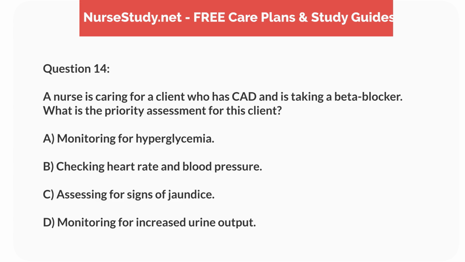Question 14. A nurse is caring for a client who has CAD and is taking a beta blocker. What is the priority assessment for this client? A. Monitoring for hyperglycemia. B. Checking heart rate and blood pressure. C. Assessing for signs of jaundice. D. Monitoring for increased urine output.